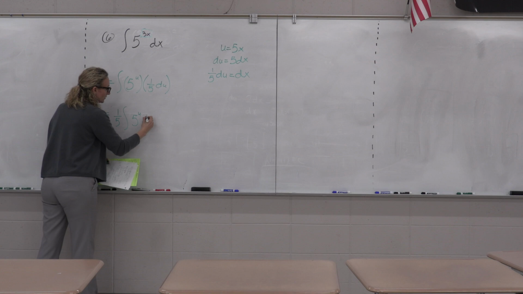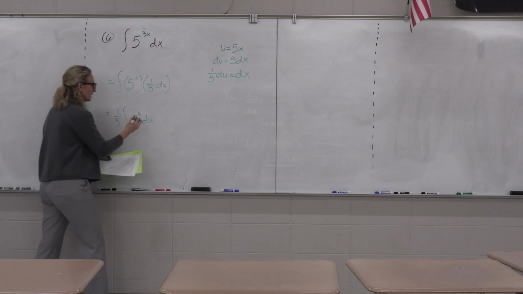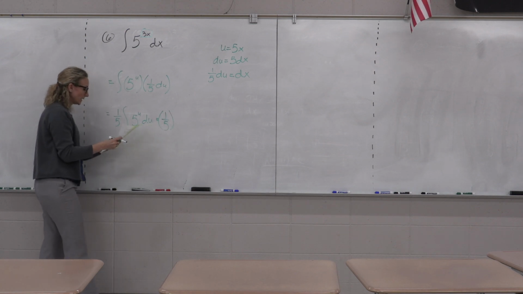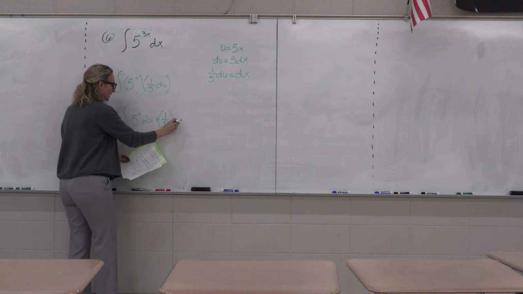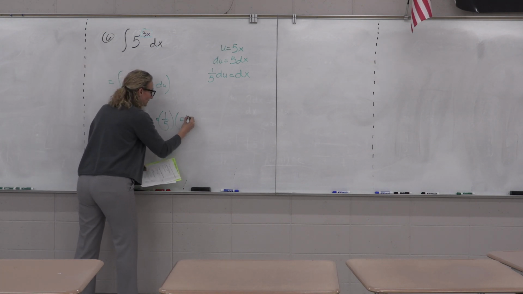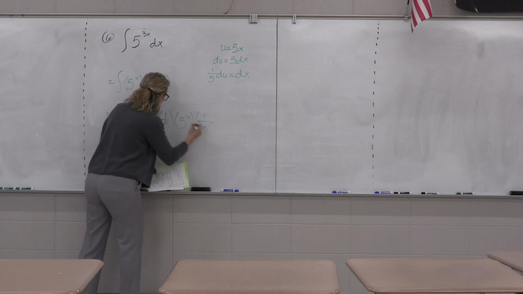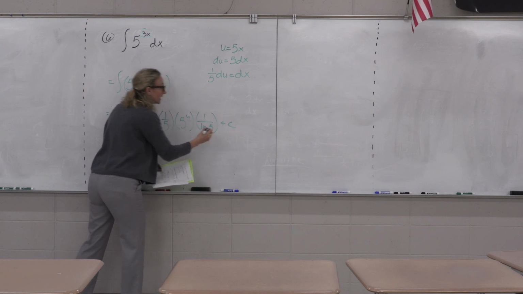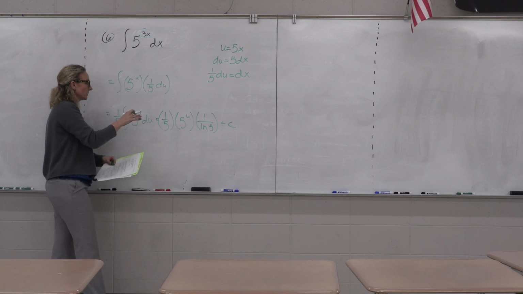1/5 5 to the u du. Okay, grab your green sheet, find the a to the x rule. So the 1/5 is right there. Looking at your a to the x rule, you copy it. So 5 to the u times 1 divided by the natural log of that base a, which ours is 5, plus c. As soon as you take the antiderivative and it's indefinite, you've got to say plus c.